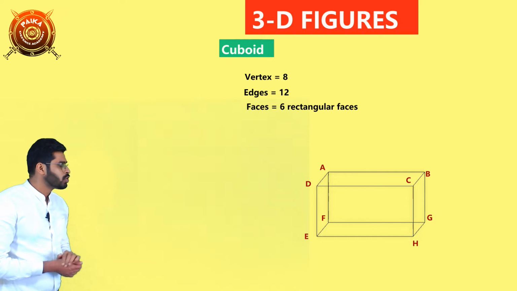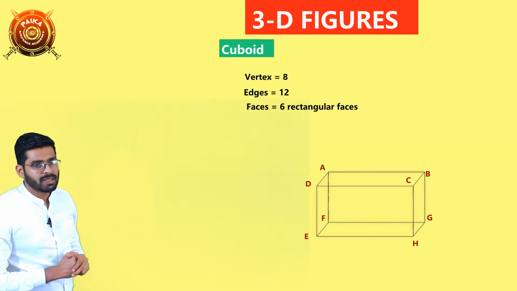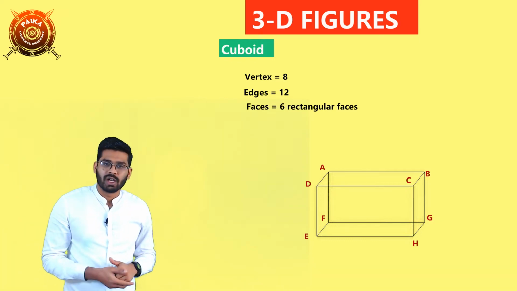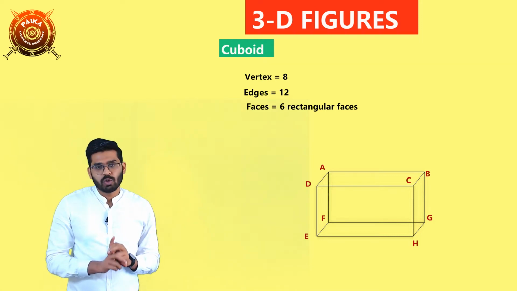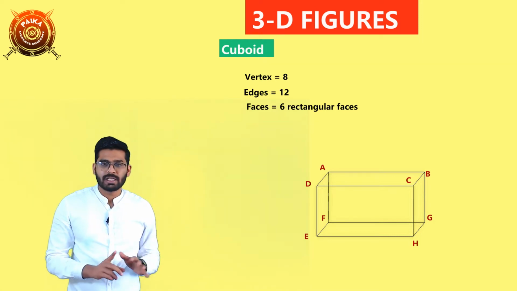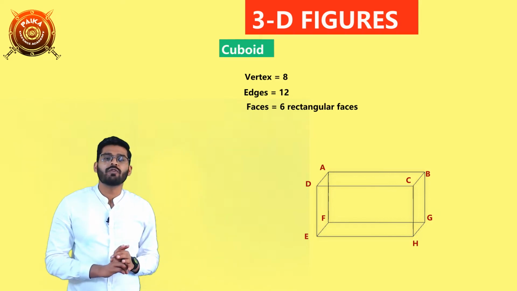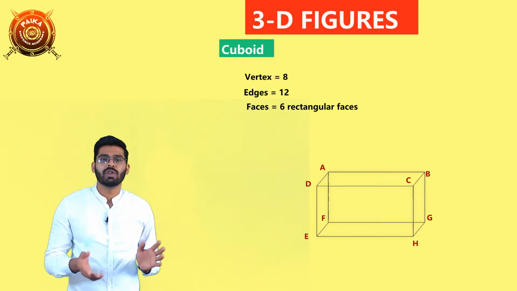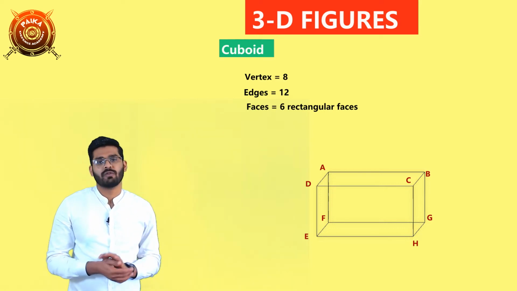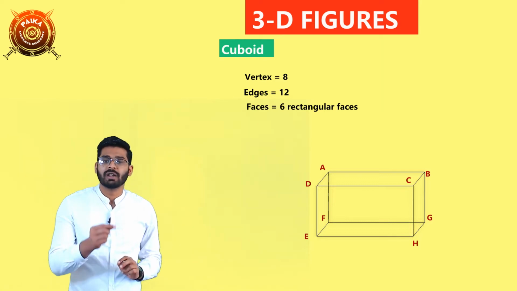So these are the 3 important things on which direct questions are asked. First, how many vertices does a cuboid have? We have a total of 8 vertices. How many edges does a cuboid have? We have 12 edges. And last, how many faces does a cuboid have? There are 6 faces of the cuboid, and the faces are rectangular.